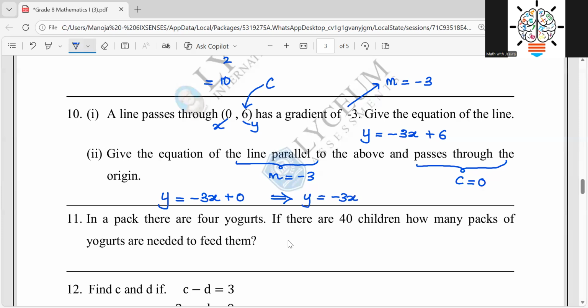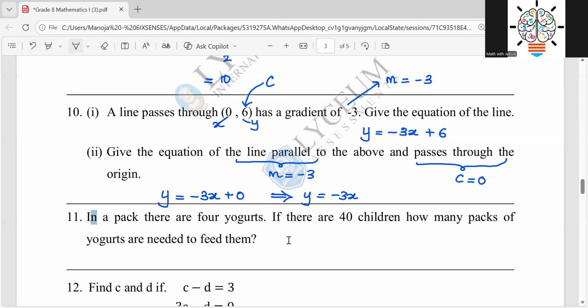If the two lines are parallel to each other, what is the special feature we can see, children? The gradients are equal, right? And if a particular line passes through the origin, we know the c value is 0. So then how are we going to write the new equation now? Y is equal to -3x, because you don't have a c value here.